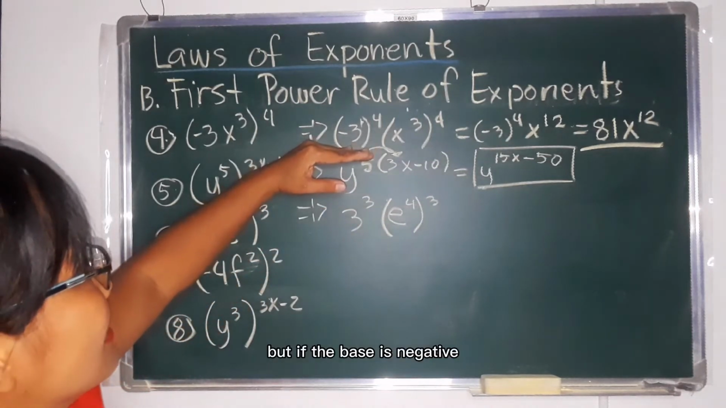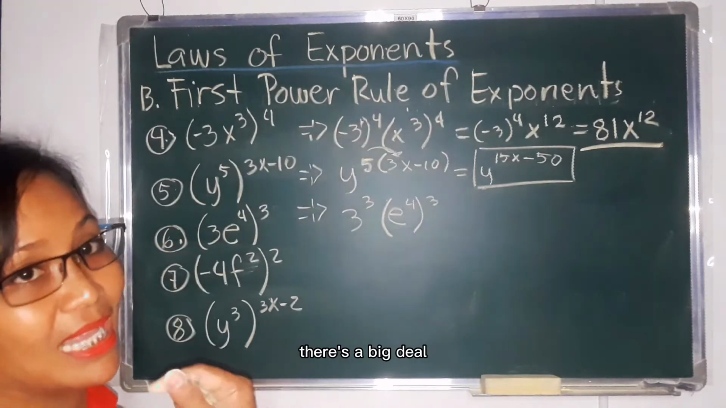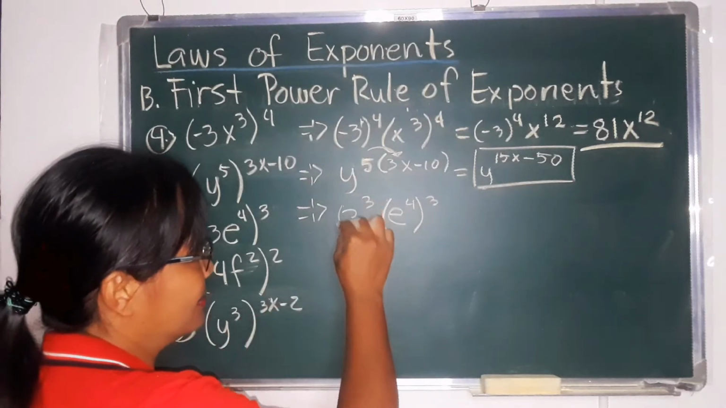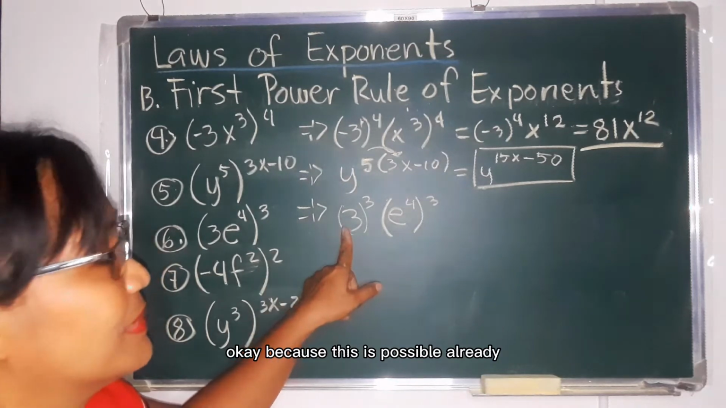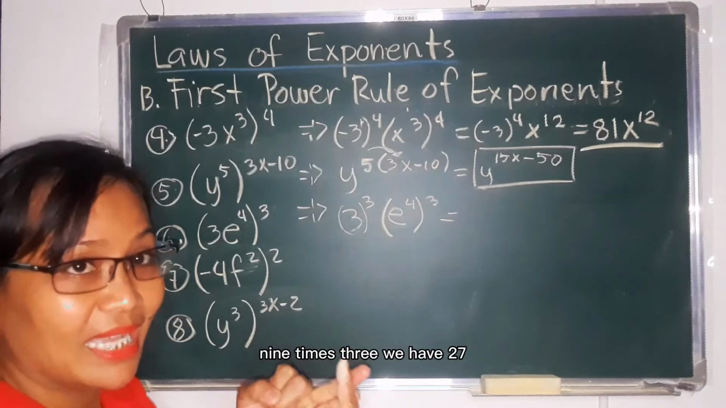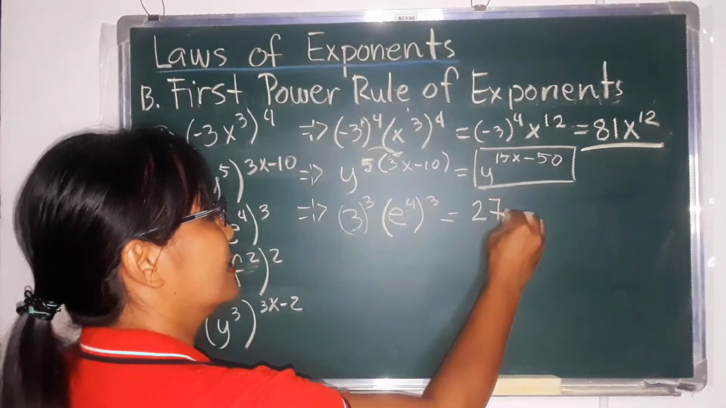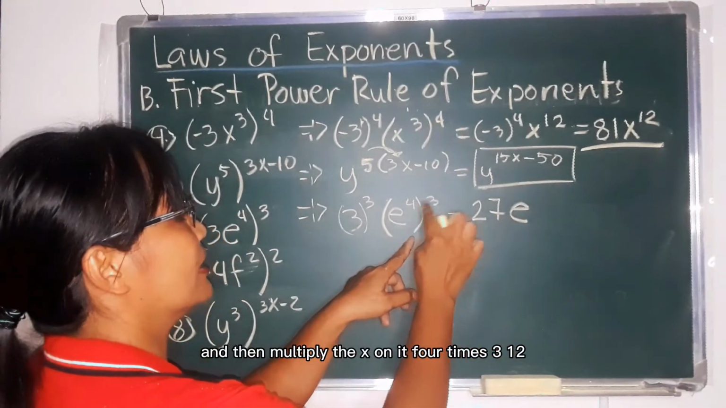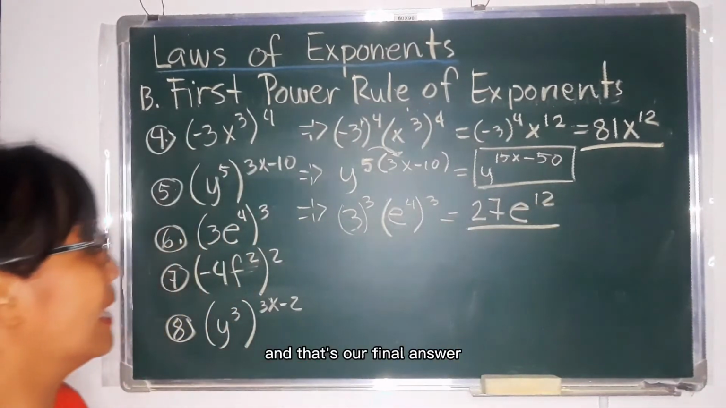But if the base is negative, you need to put open and close parentheses because there's a big deal. So in here, you can put it, but you can also not put it, because this is positive already. Next, 3 times 3, 9 times 3, we have 27. Next, copy the base e, and then multiply the exponent. 4 times 3, 12. And that's our final answer.